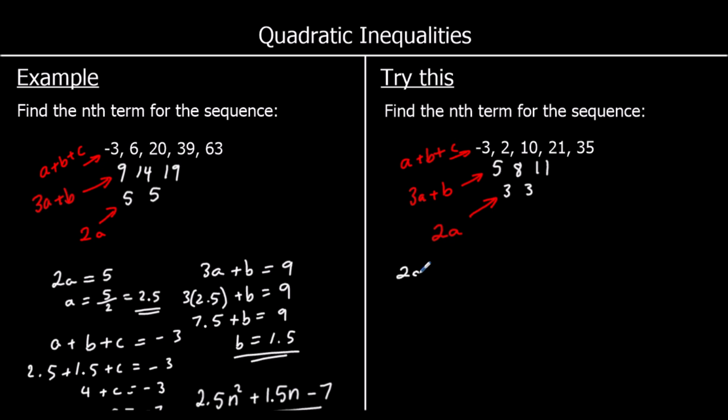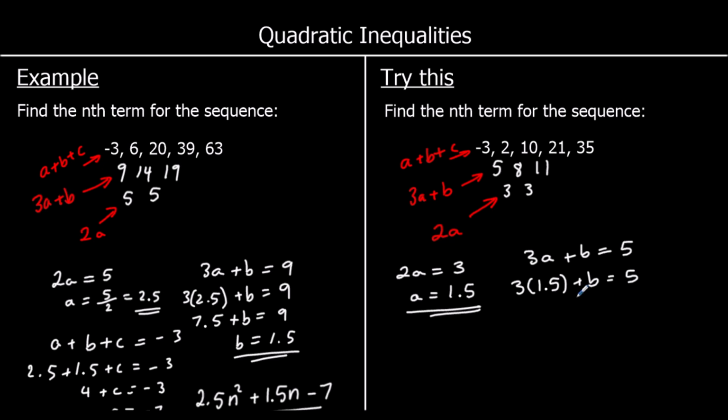So 2a is equal to 3. So half both sides. We can say a is 1.5. 3a plus b is equal to 5. A is 1.5, so 3 1.5s plus b equals 5. 3 1.5s make 4.5. So 4.5 plus b equals 5. So b must be a half, 0.5.